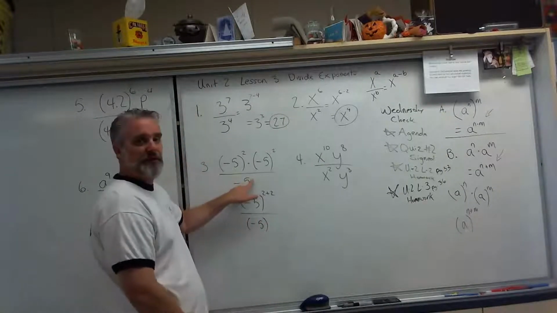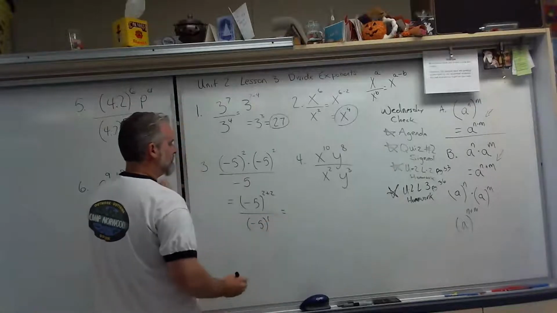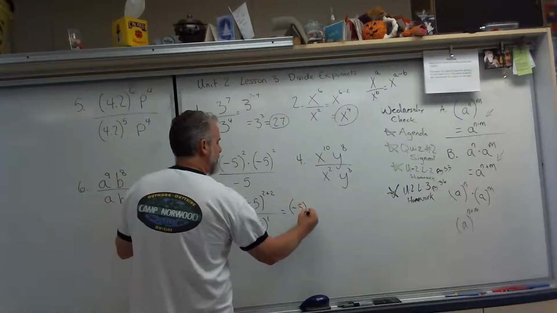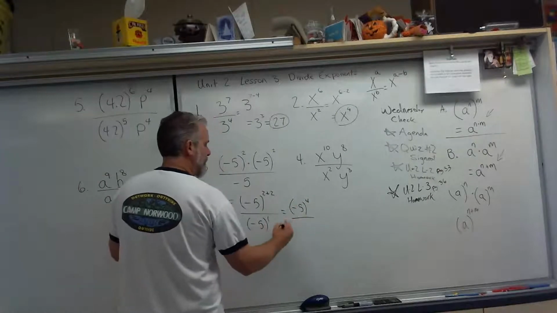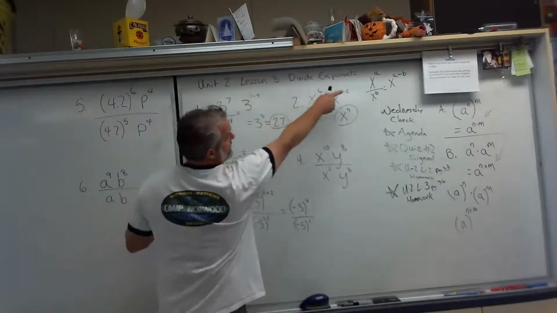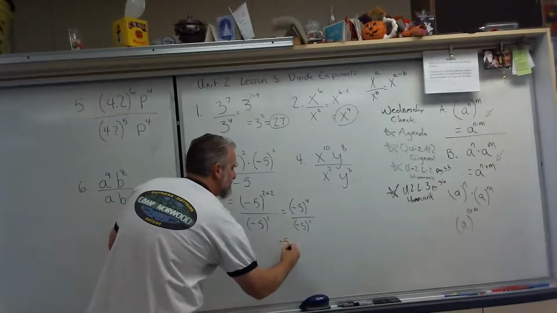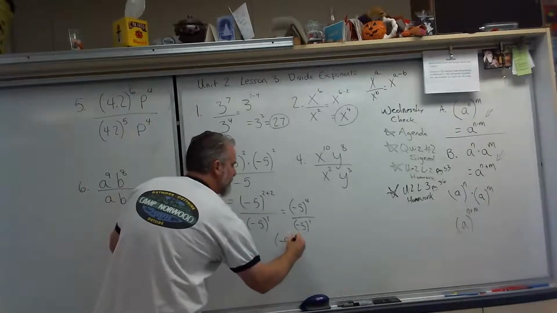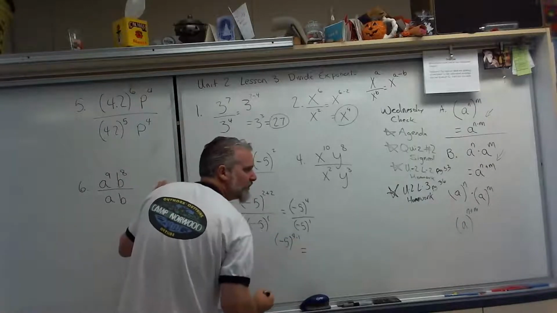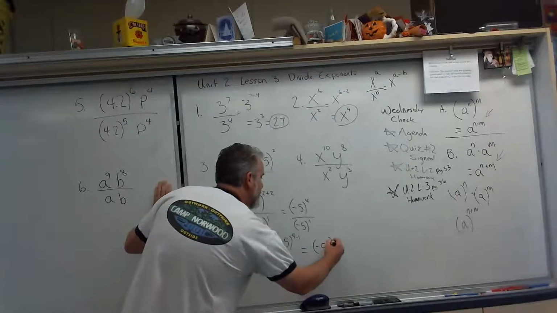If there's nothing written up here in the exponent, it's a 1. Rewrite it. 2 plus 2 is 4. So we have -5 raised to the 4th power over -5 to the 1st power. And now we can rewrite it using this formula up here as -5 raised to the 4 minus 1 power. 4 minus 1 is 3. So hopefully we're still on the screen here. -5 to the 3rd power.